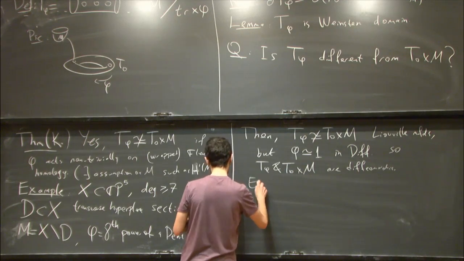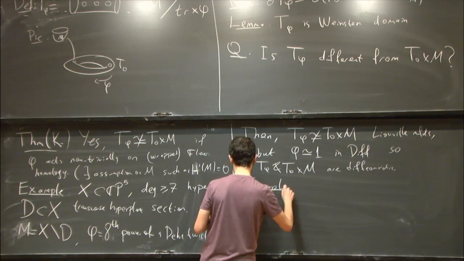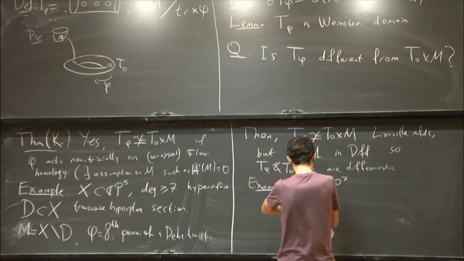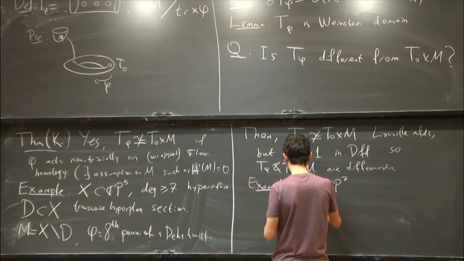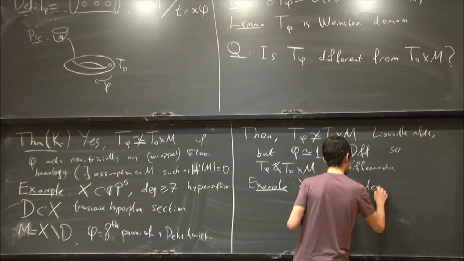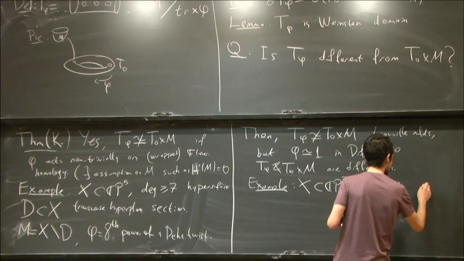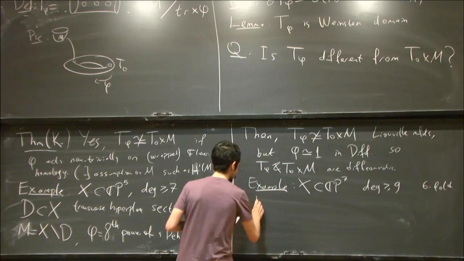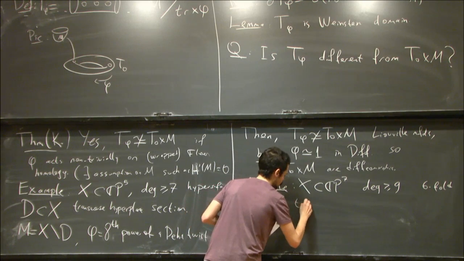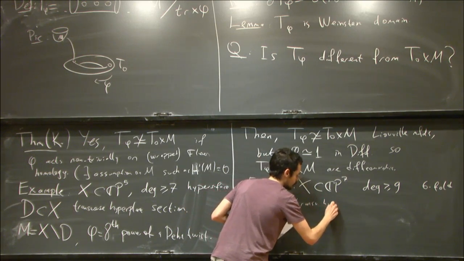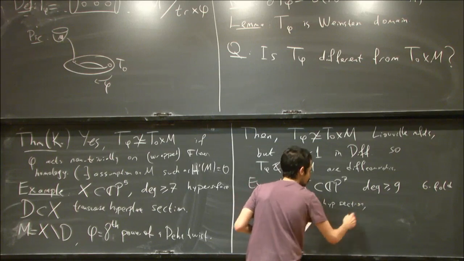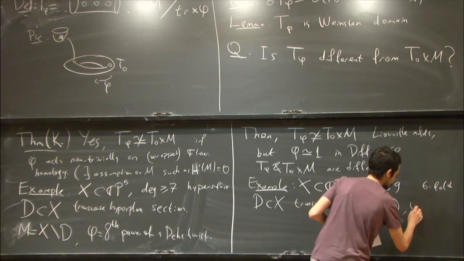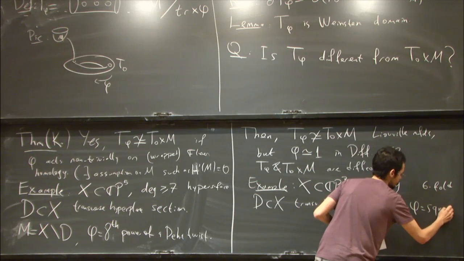Another example of the same sort is, for instance, you can take a degree 9 hypersurface in CP7 and again a transverse hyperplane section. I take M to be the complement of this divisor and phi to be the square of a Dehn twist.